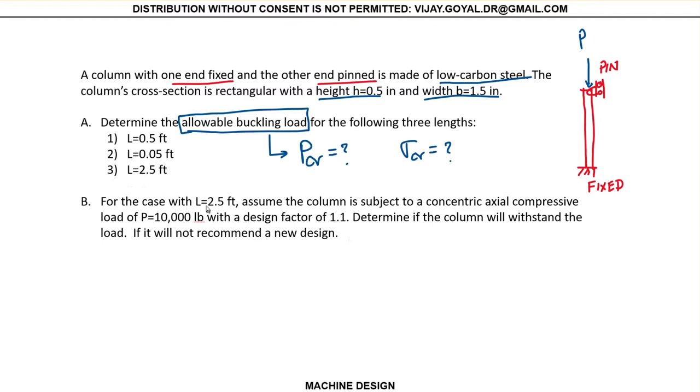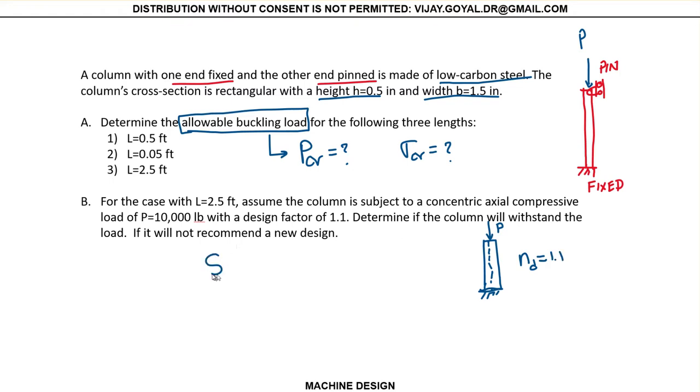For the second part of the problem, we are given a concentric load of 10,000 pounds, and using a design factor of 1.5, you want to determine if the column is going to withstand that load. And if it doesn't, give some recommendations. So in this part of the problem, what they're saying is a concentric load. So the load is right in the center, so it's P, and you have a design factor.